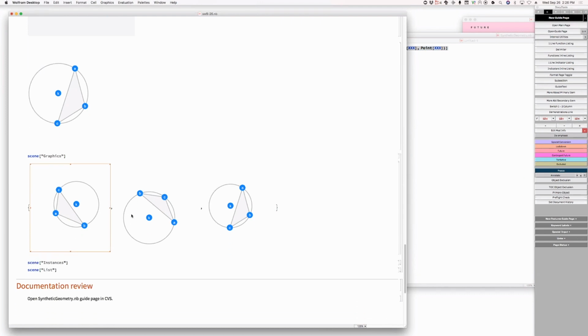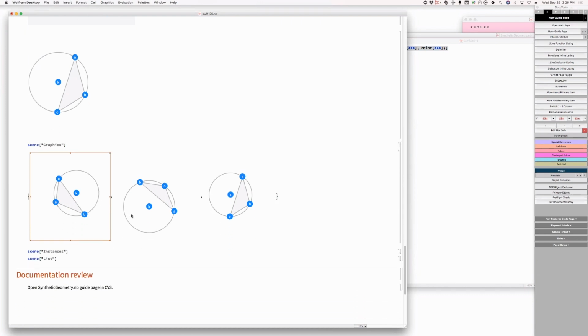We have to deal with this, yes. Yeah, we'll deal with it. Okay. So yeah, graphics, if it has graphics, returns either just one single graphic or a list of graphics. Okay, what does instances return?